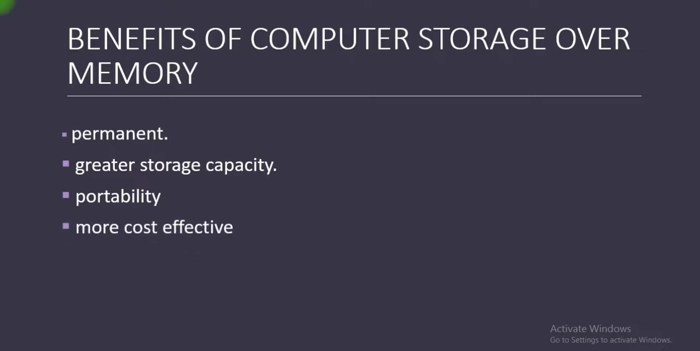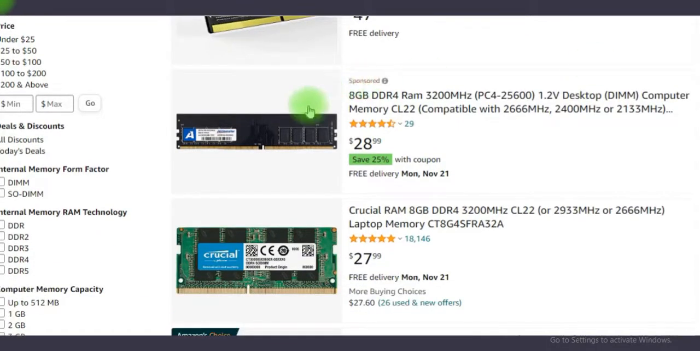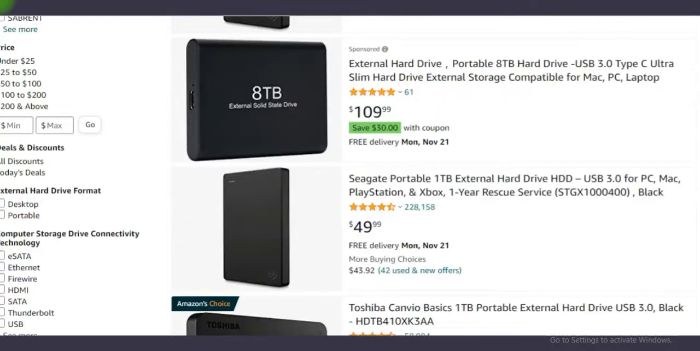Also, storage is more cost effective. If you were to do a price comparison between memory and storage, you'll find that storage actually costs less per unit. Look at the cost of memory. You can go to the Amazon website, for instance, and look at the cost of, let's just say, an 8 gig stick of DDR4 RAM. Look at the cost of that and compare it with, say, the cost of a 1 terabyte external hard drive.